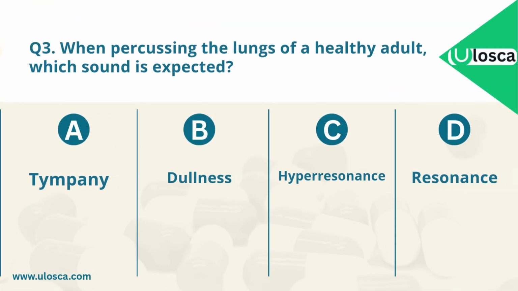Question 3. When percussing the lungs of a healthy adult, which sound is expected? A. Tympany. B. Dullness. C. Hyperresonance. D. Resonance. Which one is the correct answer?